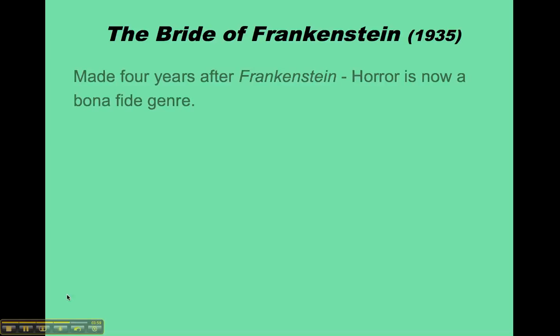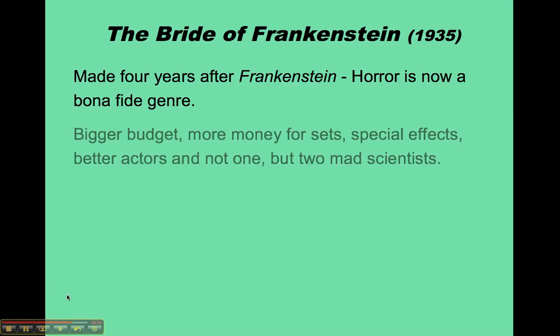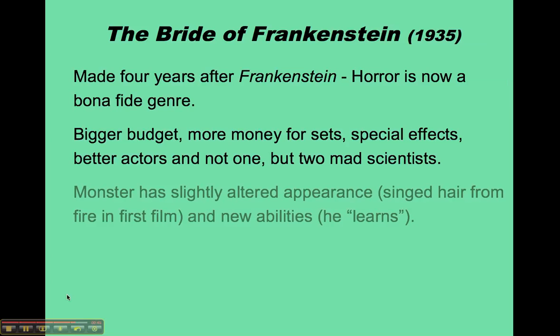So The Bride of Frankenstein, 1935, the sequel to Frankenstein, made 4 years afterwards. And this is when horror is now actually a genre. It had a bigger budget, the sets look better, the special effects are a little bit better as well. Although, remember, this film's from 1935, and we get two mad scientists in this film, Dr. Frankenstein and Dr. Pretorius. The monster also got burnt badly in the first film, so he's got slightly different hair than what you imagine from the classic images of Frankenstein.